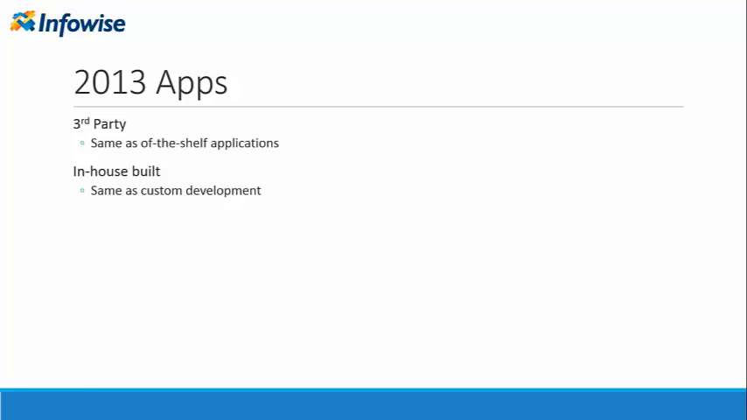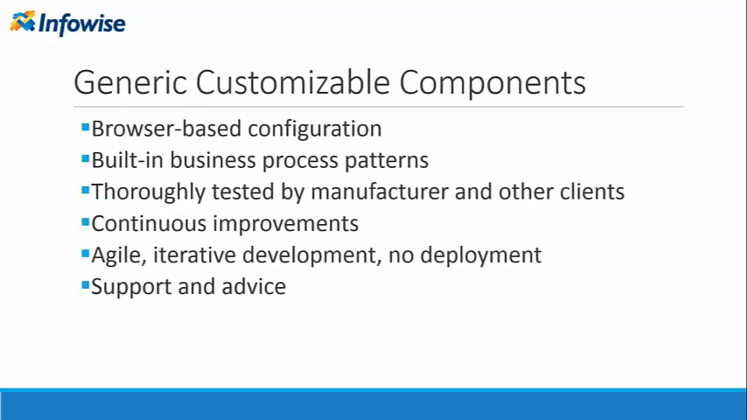The other option would be using generic customizable components. These components can be configured using just your browser. They will have some common business process patterns built right into them, so you can leverage that. They're continuously tested by both the manufacturer and other clients like you, and they undergo a continuous process of improvement. So your system will actually get more features as time goes by.